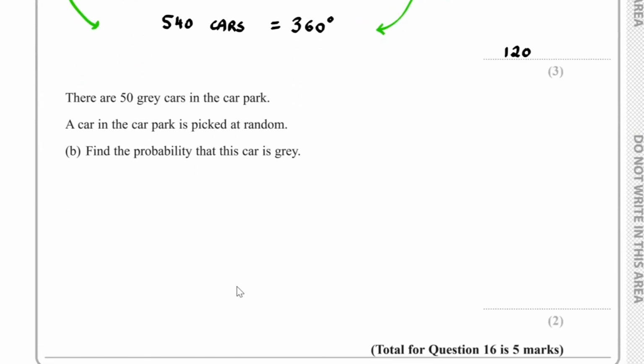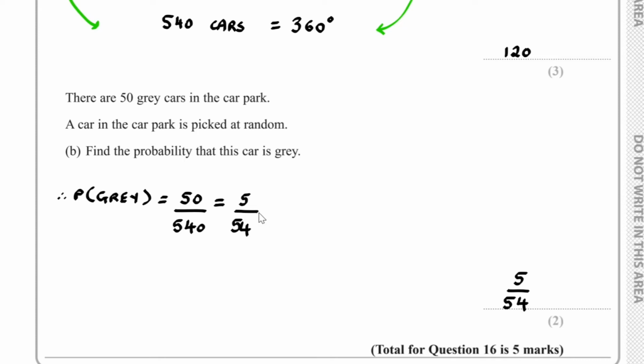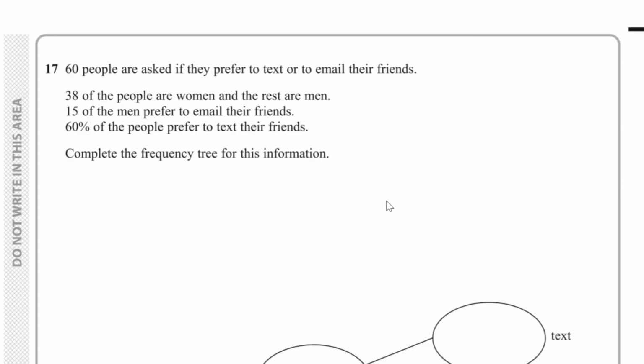And so therefore, the probability that the car is grey is equal to 50 over 540, which simplifies to 5 over 54. So I have 5 over 54.